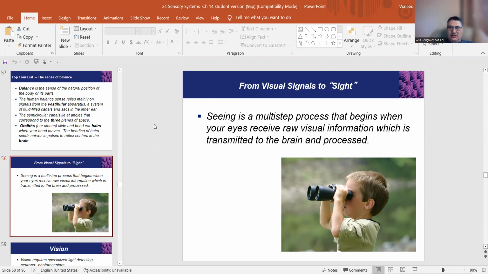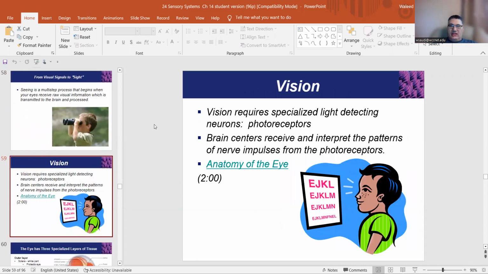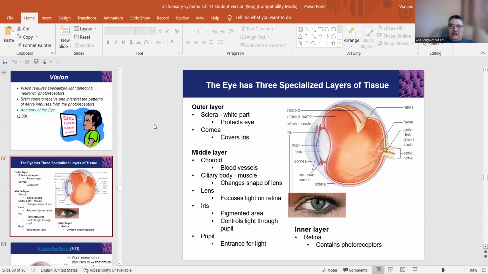We see something, the picture is transferred all the way to the brain, specifically in the back here, the occipital lobe. This is called the visual area. So we will discuss all these details. And the first thing that we need to know is like basics. You have to know this very good. It was in the labeling, and it's extremely important.